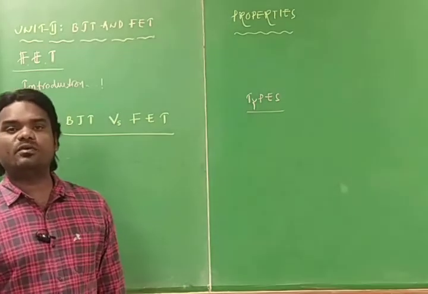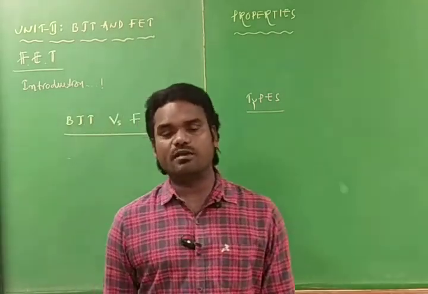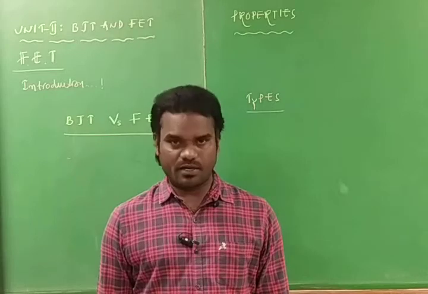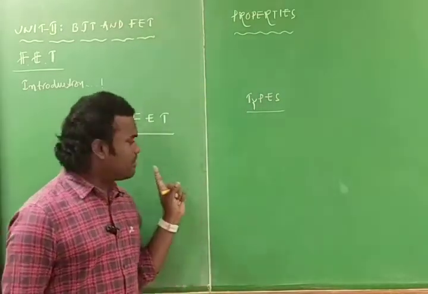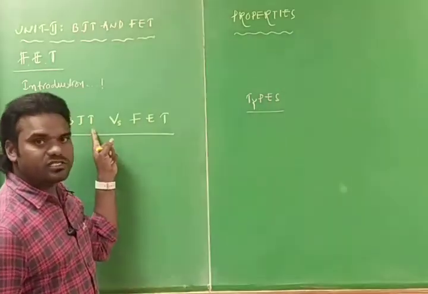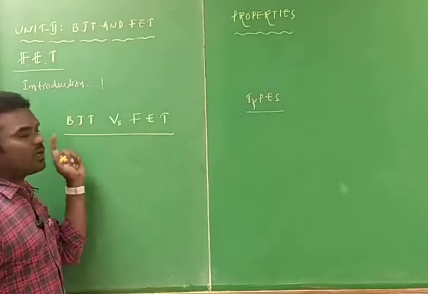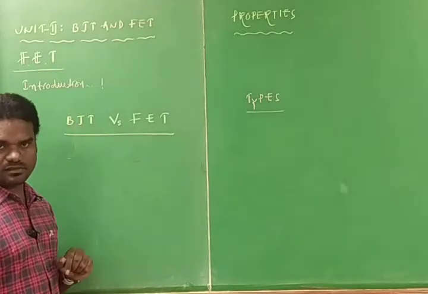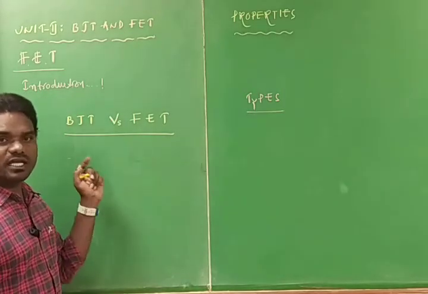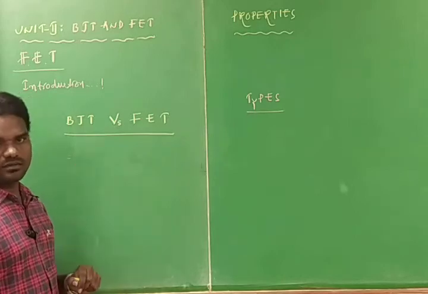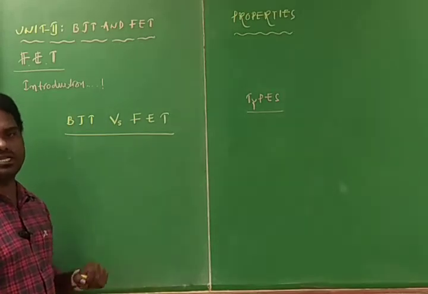BJT is nothing but bipolar junction transistor. Bi means two. Polar means polarities, that is plus and minus. T stands for transistor, so it is a transistor which conducts current due to two polarities. Bipolar means two polarities. It can conduct current due to both majority and minority charge carriers, so it is named bipolar. And it has two junctions, so we call it bipolar junction transistor.